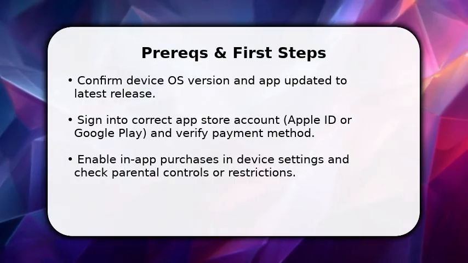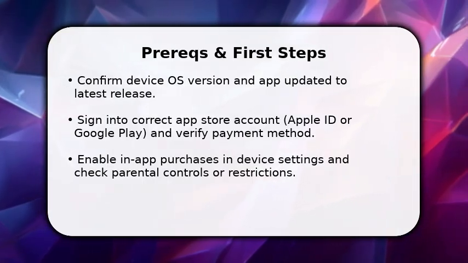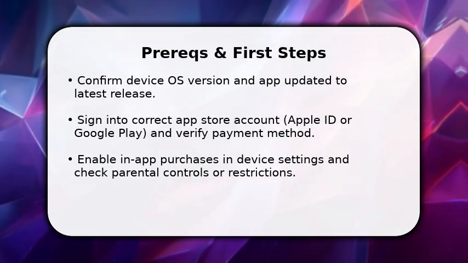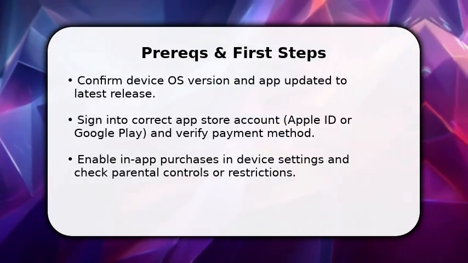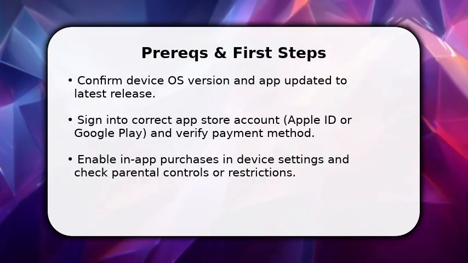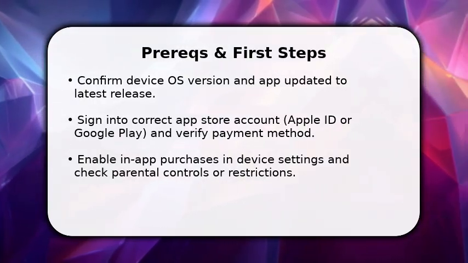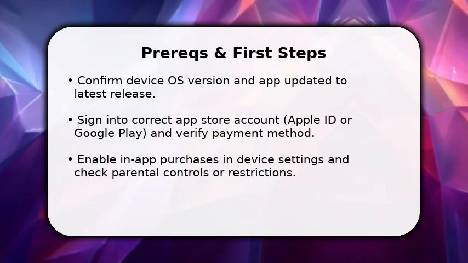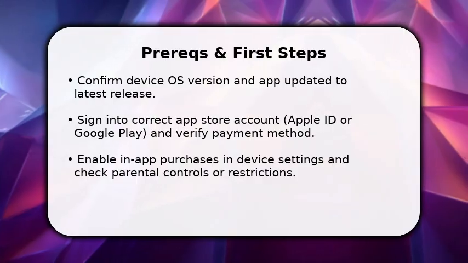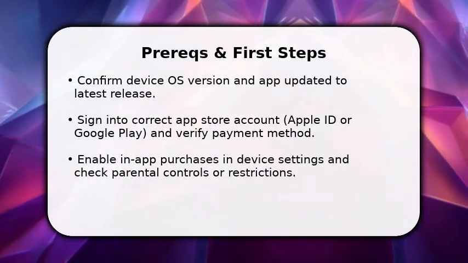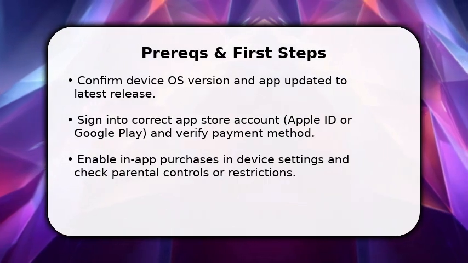You start by validating prerequisites so nothing blocks purchases. Sign into the correct App Store account and confirm your payment method is valid. This prevents declines. Once done, update the app and device OS so the purchase flow matches the latest APIs. Make sure in-app purchases are allowed in device settings and that parental controls are off for this account. Otherwise, the store will silently block the transaction. These quick checks remove common, invisible blockers before you attempt a purchase.